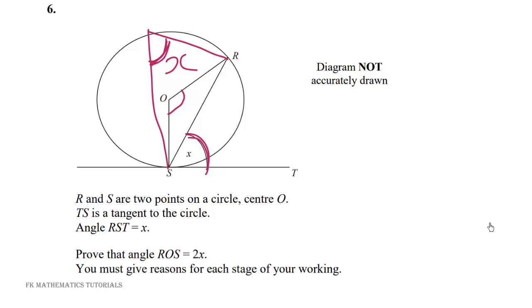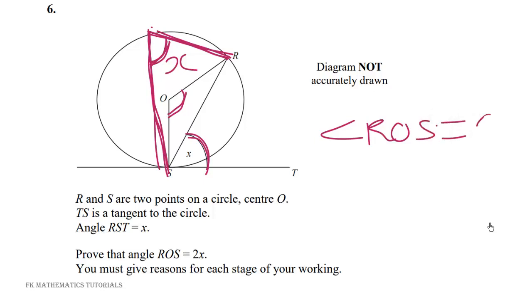And this line now, this arm here is sitting on chord SR. And it is at the circumference of the circle. Then also the angle at the center is 2 times of this angle. So angle ROS is equal to 2 times of x.